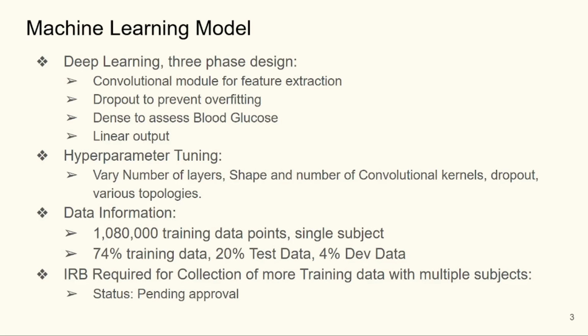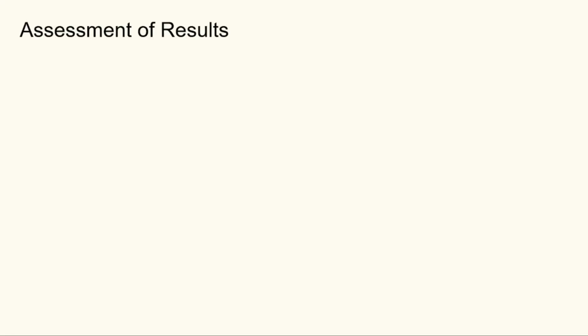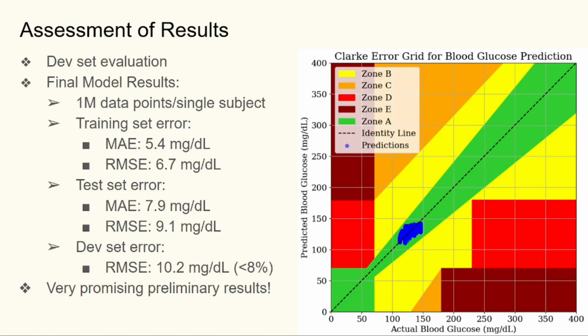Our machine learning model is designed with 2 convolutional layers and 3 dense layers with a 25% dropout to prevent overfitting to neurons. Additionally, we used hyperparameter tuning when training the model to ensure the best architecture for the job. Around 1 million data points were taken from a single subject and used for training and validating the machine learning model. Using a data set separate from that used for training, the machine learning model was able to determine blood glucose levels with a root mean squared error of 10.2 milligrams per deciliter. This is less than an 8% difference from the actual values of glucose on average.